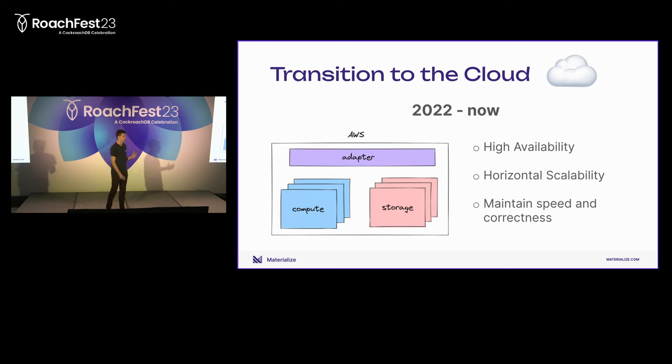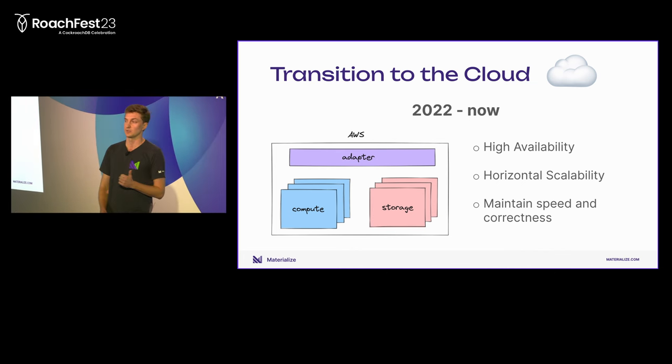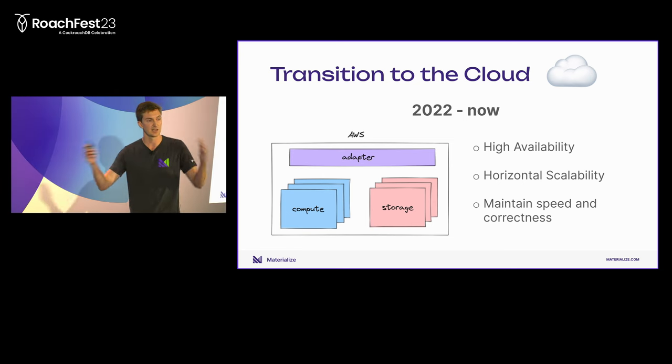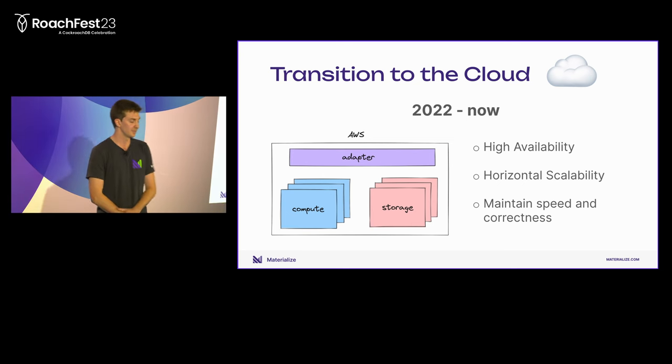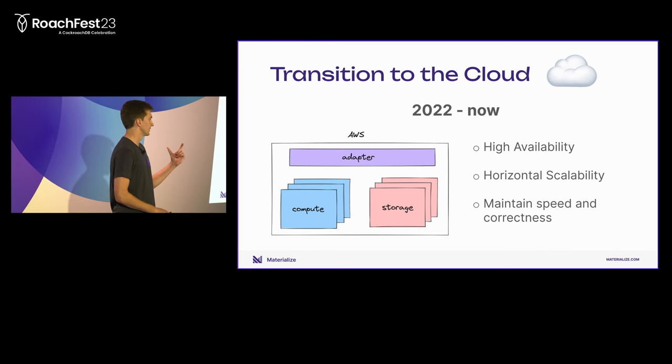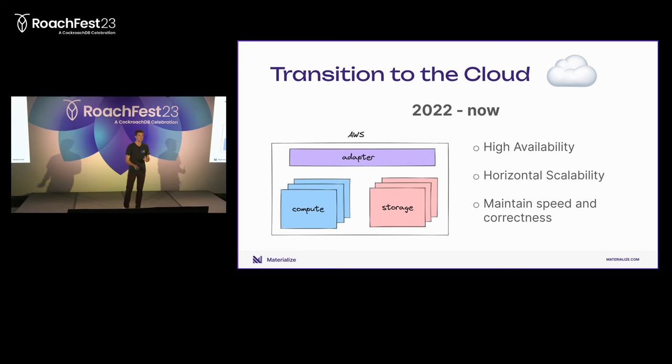So in 2022, we decided to make the switch to a cloud-native product. Right, the goals here were high availability, we're chasing those nines, and horizontal scalability. Data is ever-growing, and we should be able to grow with that. At the same time, we need to maintain the speed and correctness that were the original key properties. We can't all of a sudden start delivering inconsistent or incorrect results. So that's kind of a big feat.